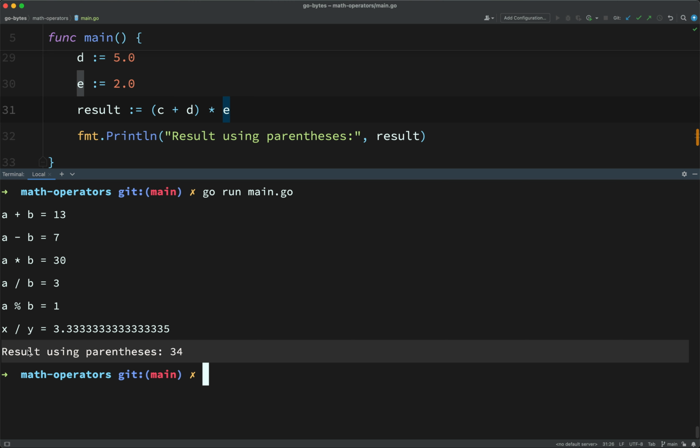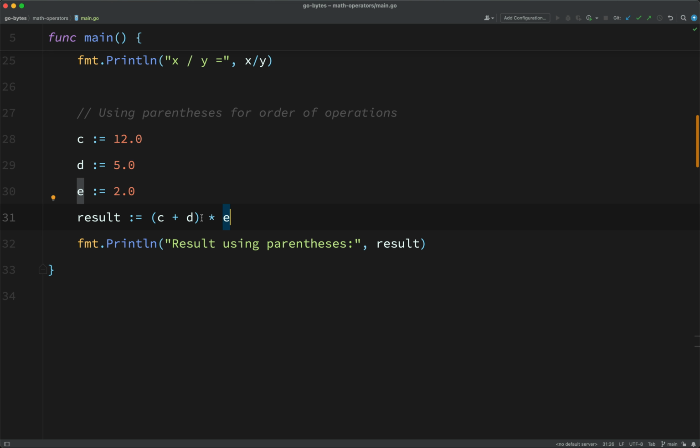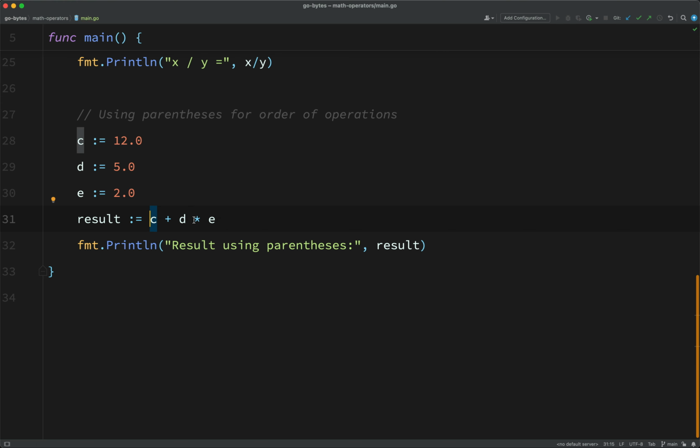Okay, and that's what we get. Result using parentheses equals 34. If we did it d multiplied by e in parentheses, well, in this scenario we'd still get the same result, because d does get multiplied by e first, even if we don't have parentheses.